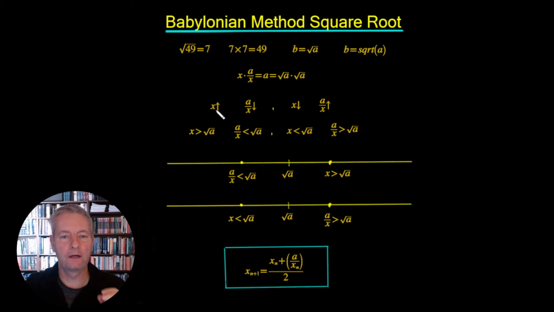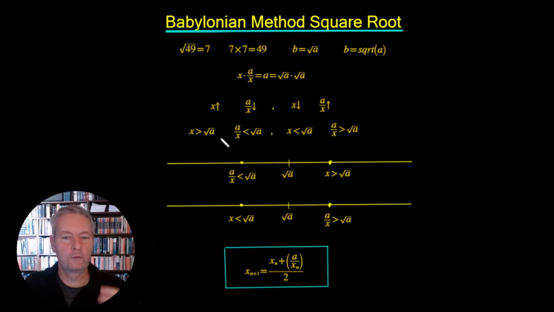So we could rewrite that and say that if x is greater than root a, then a upon x will have to be less than root a in order for this equality to hold. Equivalently, we can say if x is less than root a, then a upon x must be greater than root a. So just take your time and think about that and make sure it makes some sense to you.